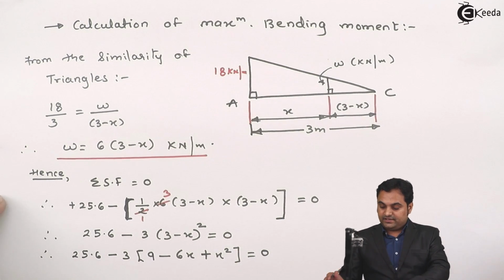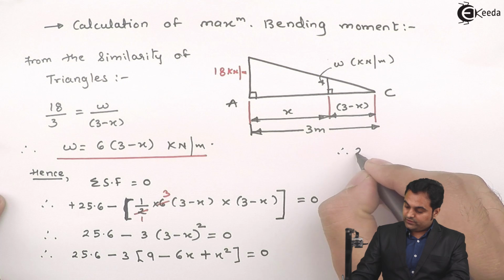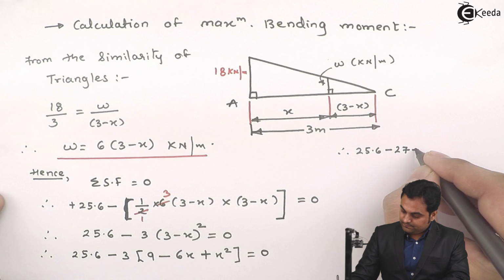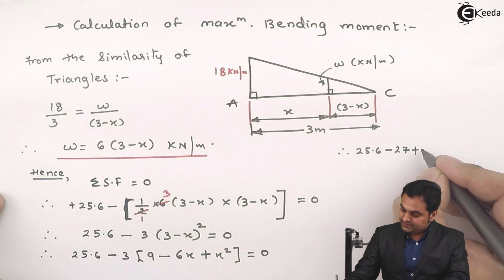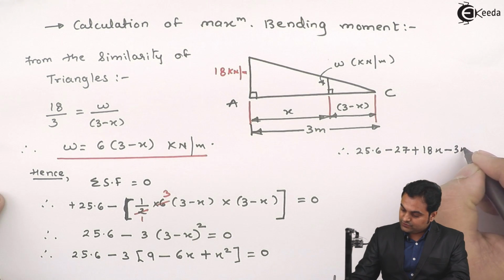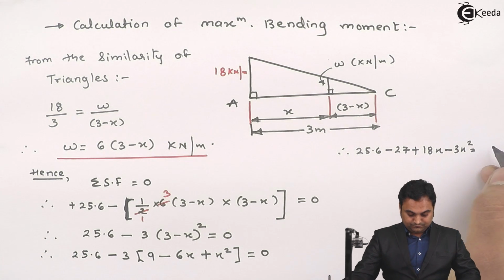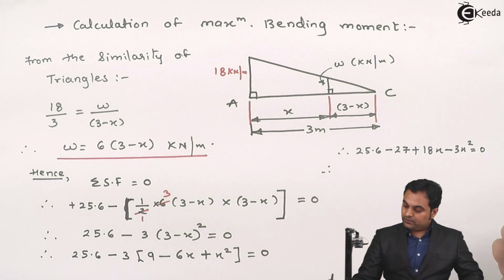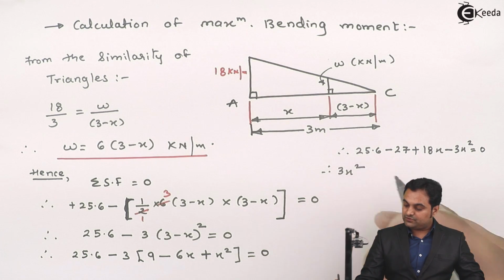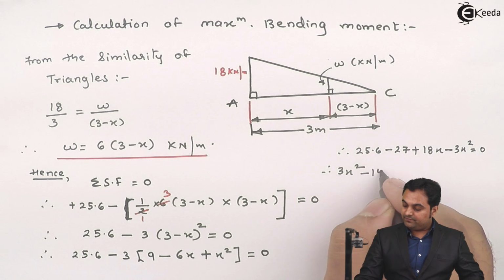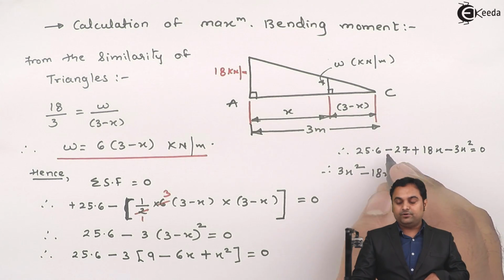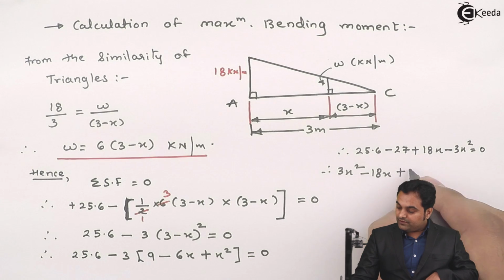Now multiplying 3 inside, that will give me 25.6 minus 27 plus 3 into 6, that is 18x, minus 3x square is equal to 0. So therefore minus 3x square, if I send it onto the other side, it becomes plus 3x square, 18x onto the other side minus 18x, and 25.6 minus 27 gives me minus 1.4, send it onto the other side, so it becomes positive.